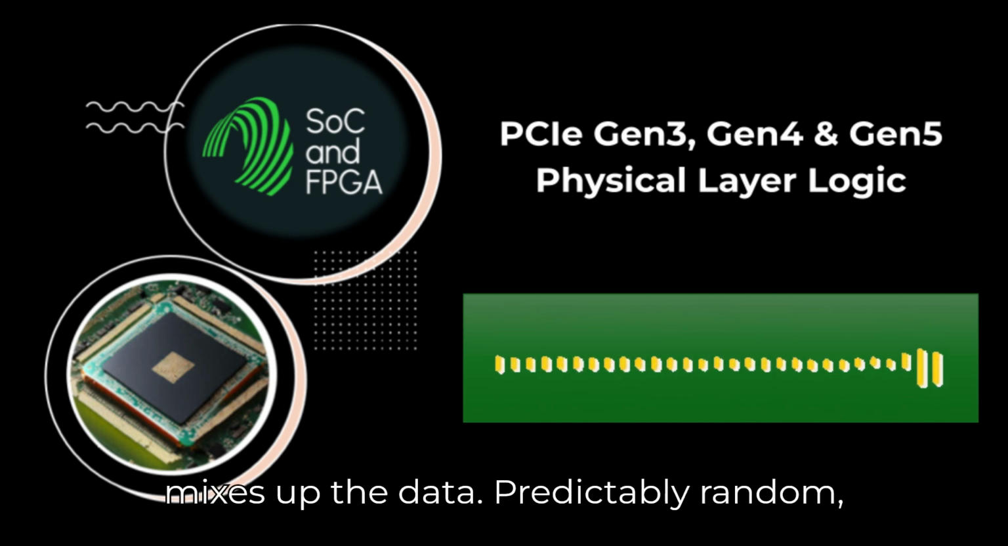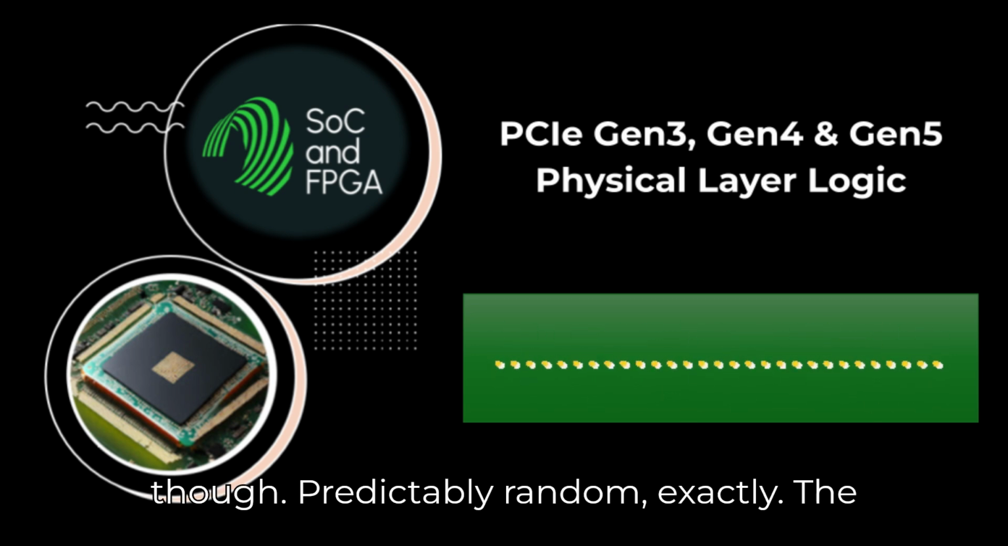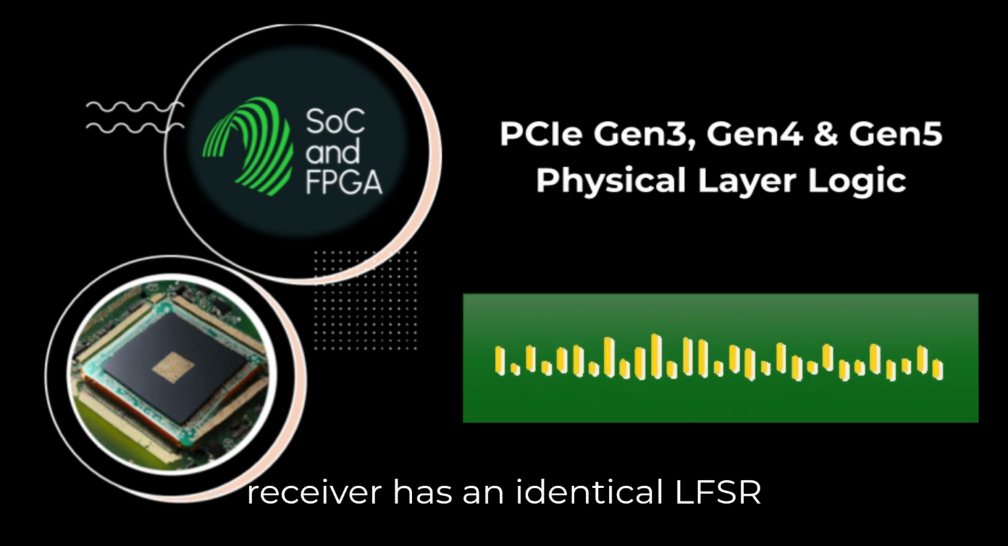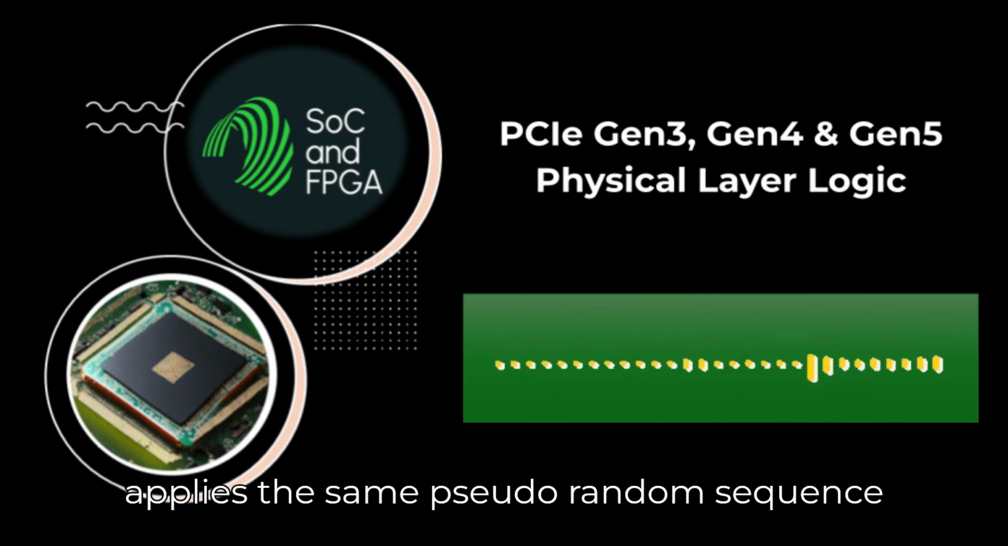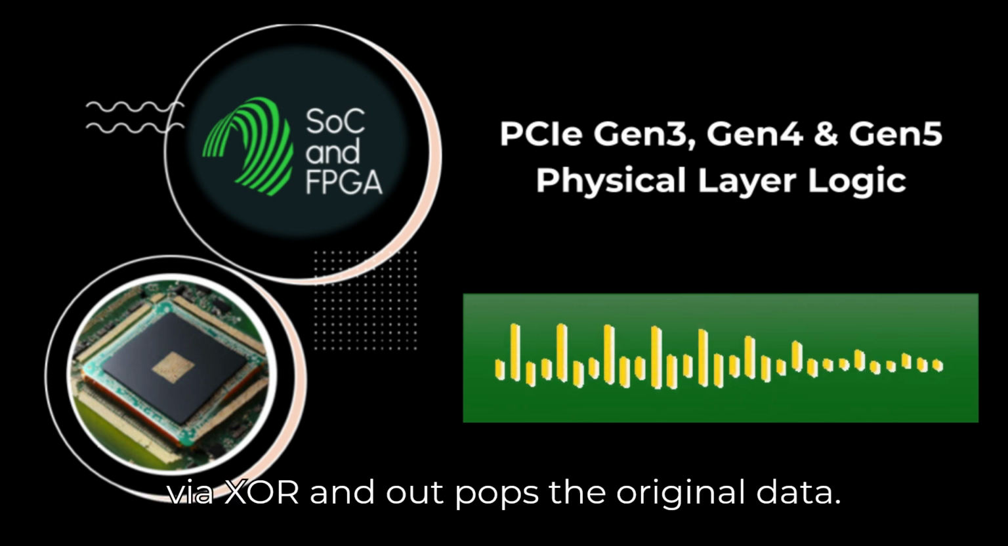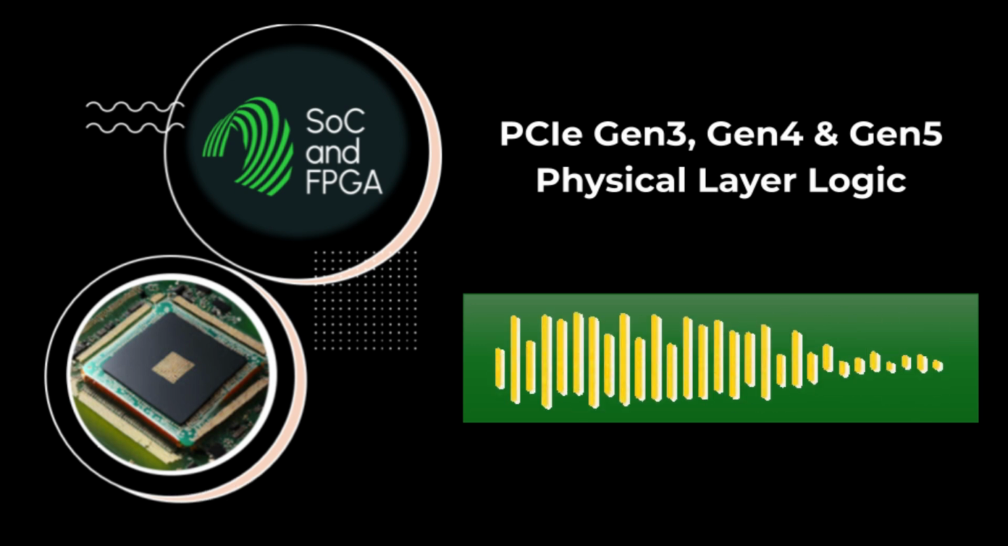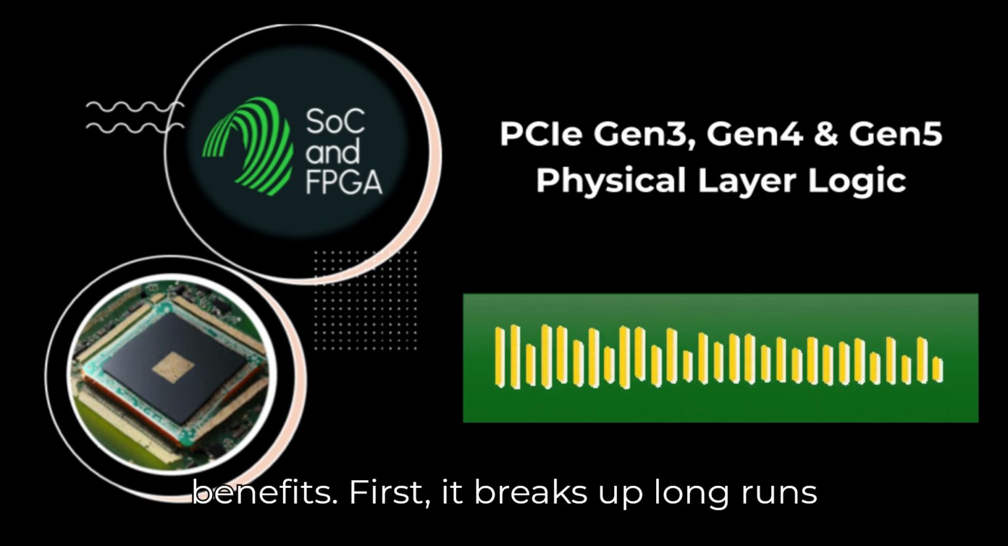It effectively mixes up the data. Predictably random, though. Predictably random, exactly. The receiver has an identical LFSR synchronized to the transmitter's. It applies the same pseudo-random sequence via XOR and out pops the original data, descrambled. Here's the benefit. Two main benefits.